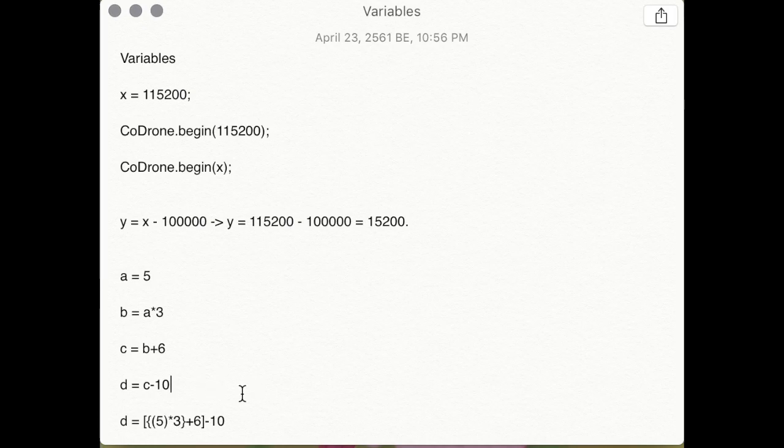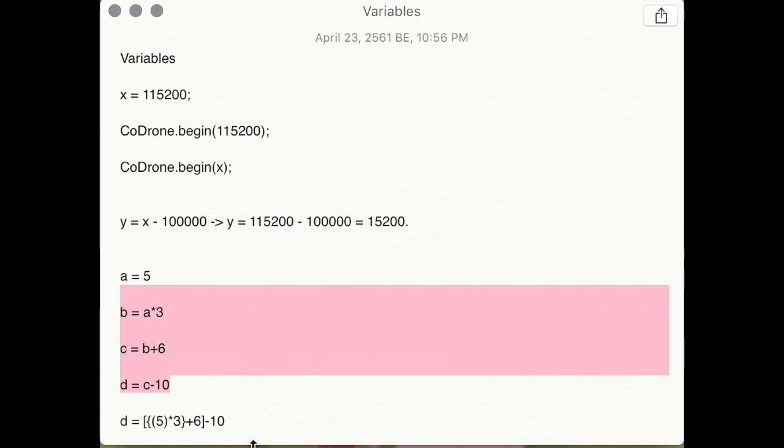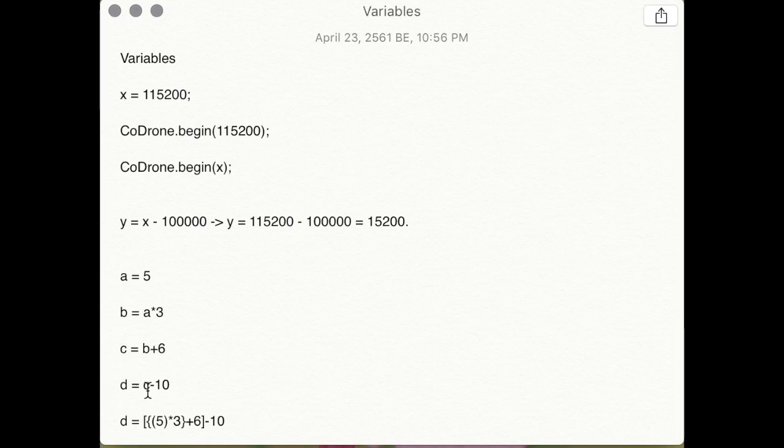So you see, if you make a code like this, you can completely change every single variable by just changing the first variable, which is 5, to a new variable such as 10. Then this would change. 10 times 3 plus 6 plus 10 minus 10. It will be completely different. So these are very useful, and you can use it as a way for a shortcut.